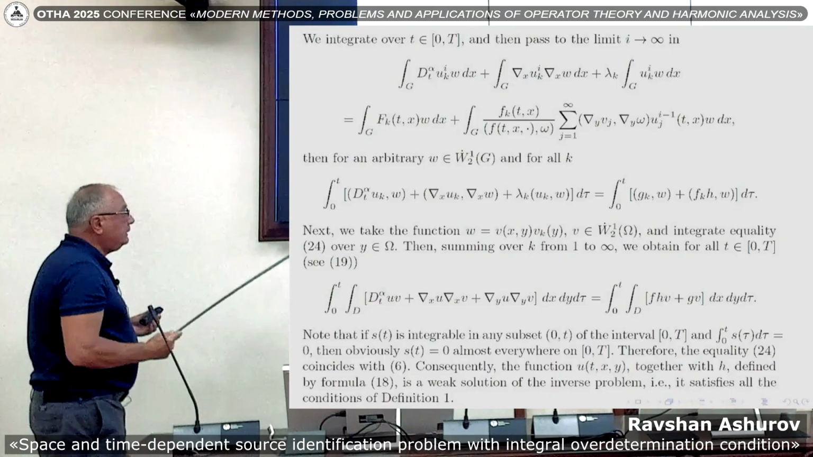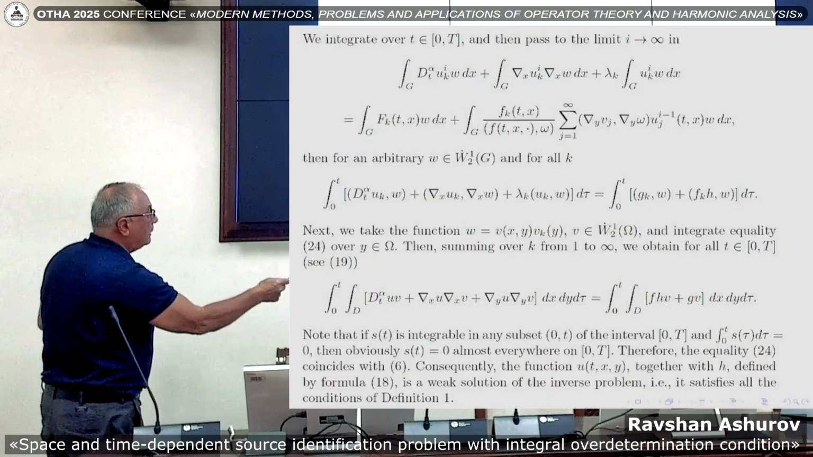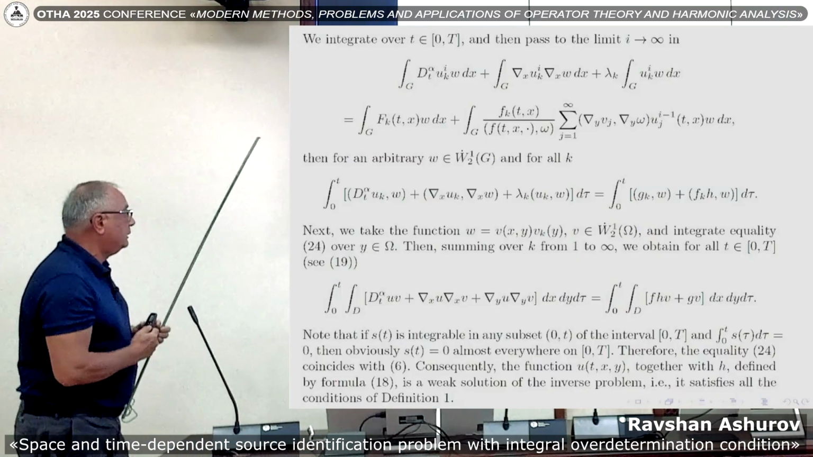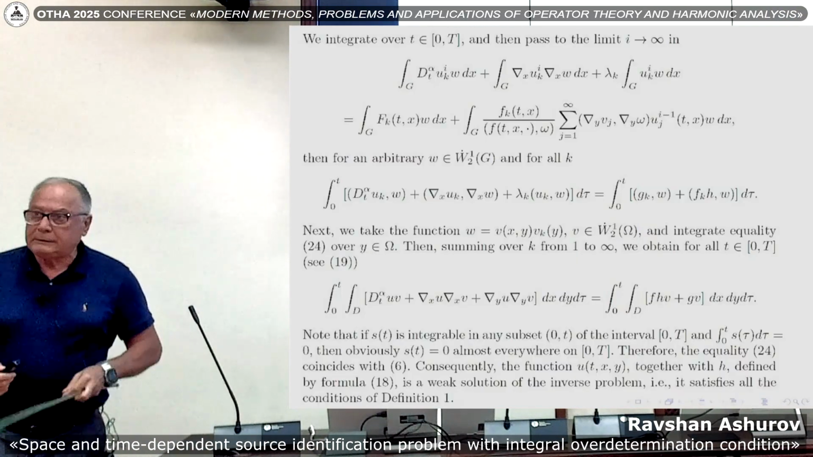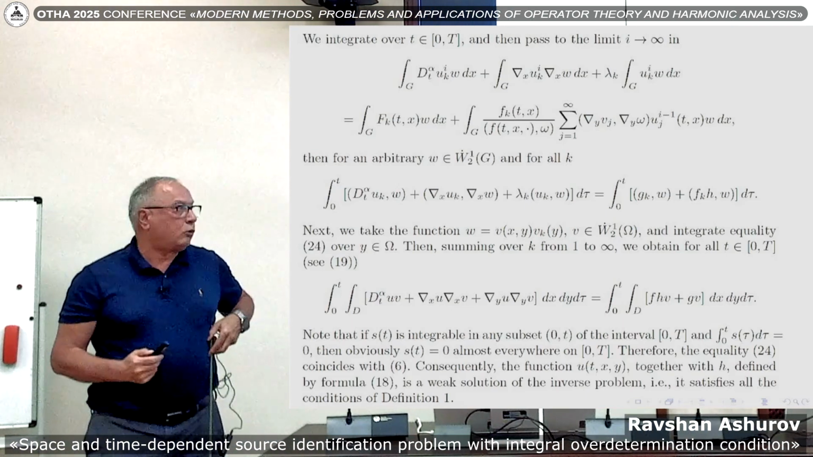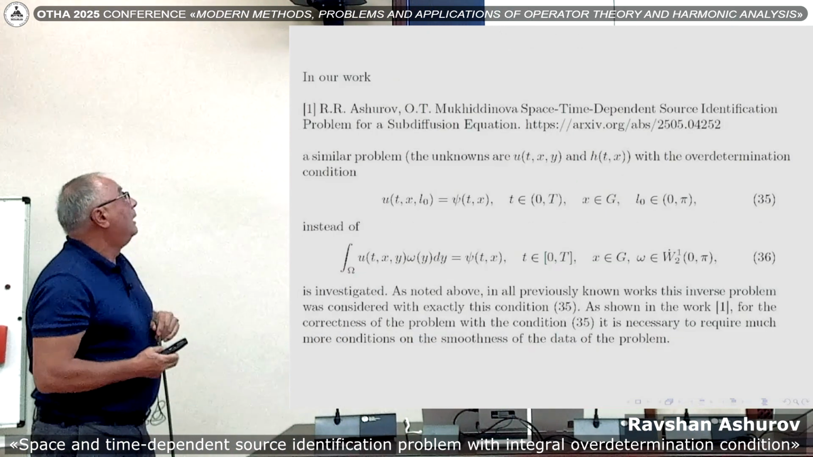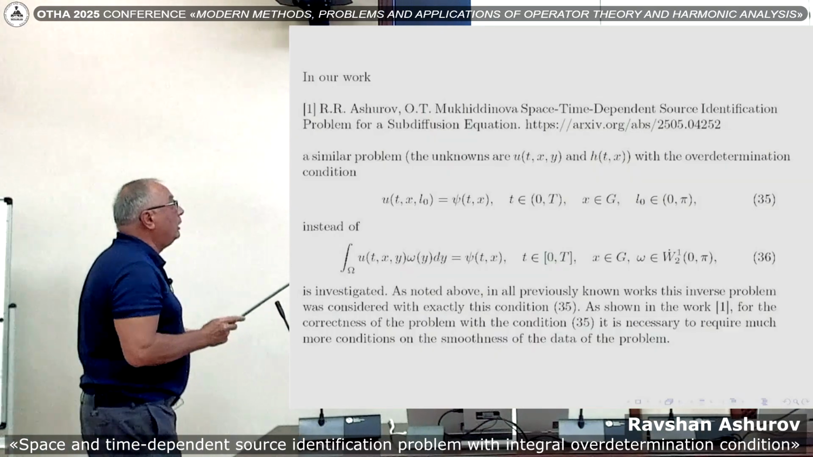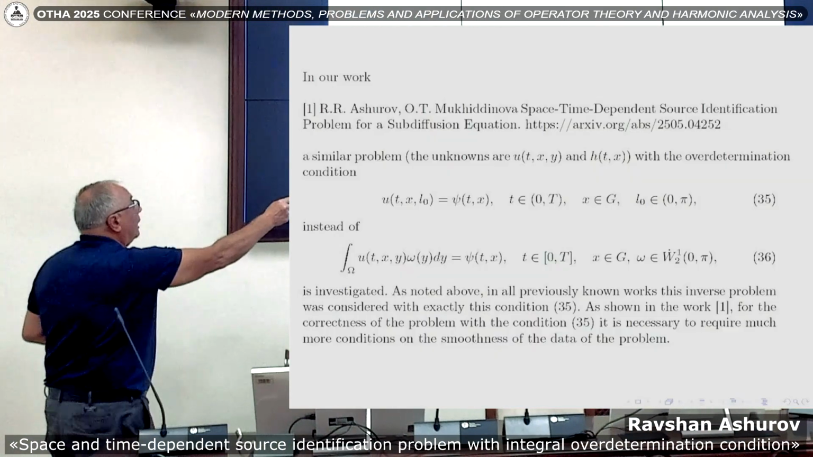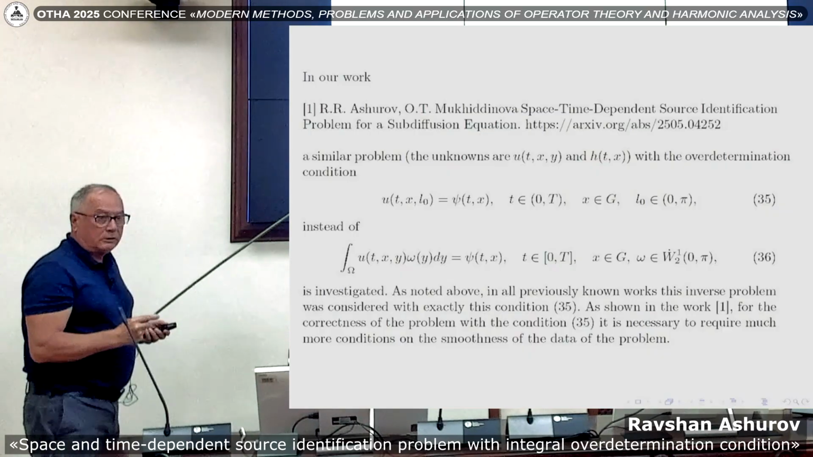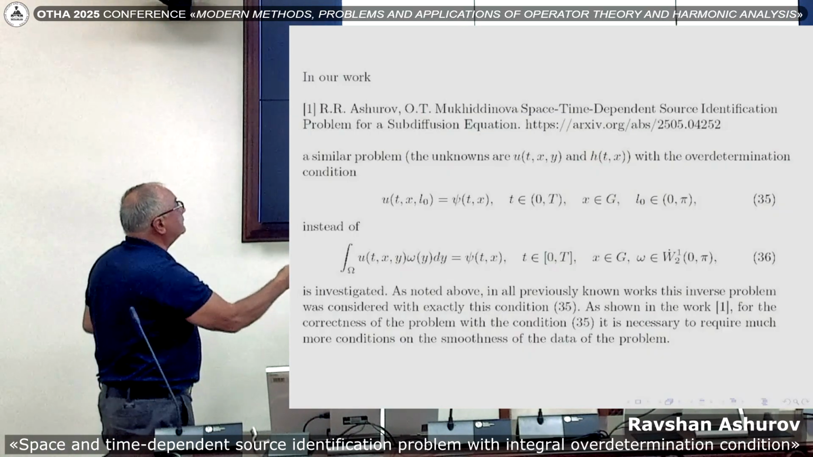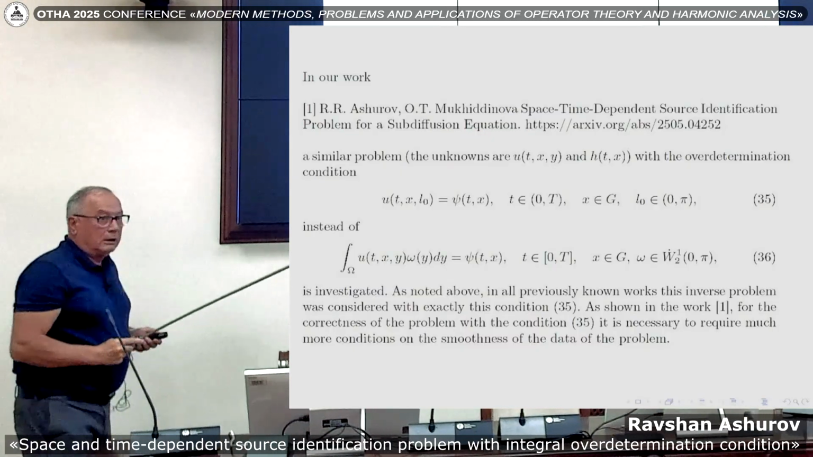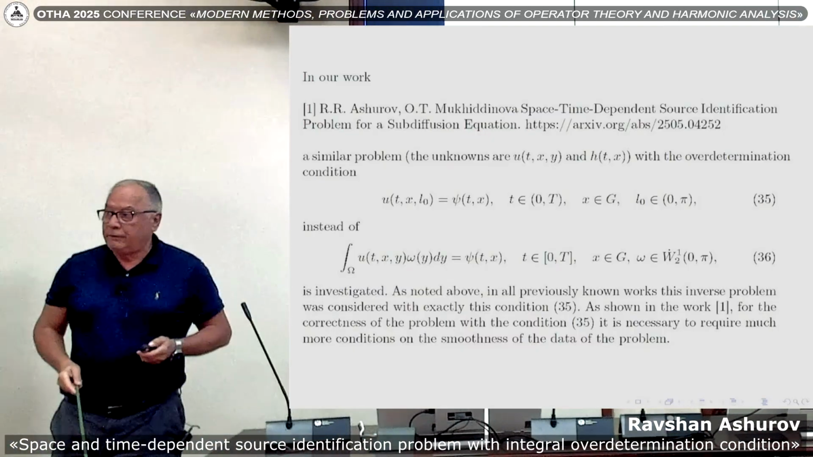So this means that u, which we found, and h, which is defined by the formula, satisfy all conditions of Definition 1. That is, Theorem 1 is proved. Now, in the first paper, we considered the following over-determination condition, instead of this. As I noted above, all other papers considered over-determination condition 31.